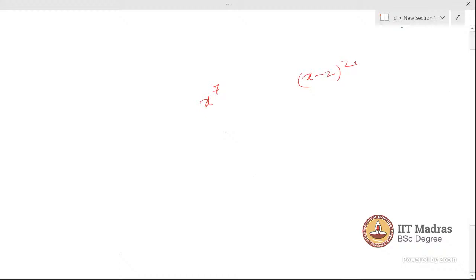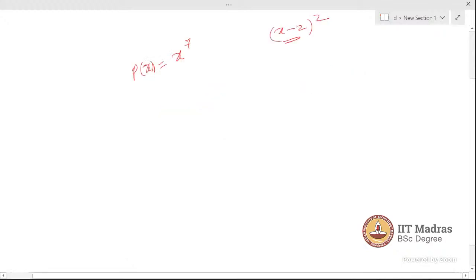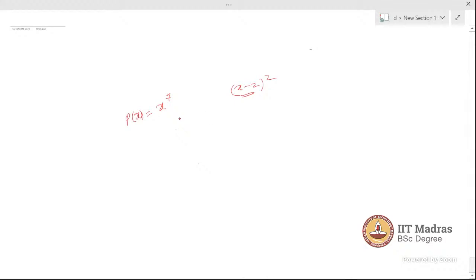Okay. So is it like x to the power of 7 is your polynomial? Yeah. And you are telling this is your factor for this polynomial? Yeah. No, but that cannot happen. No, x minus 2 can never be the factor of x to the power of 7.